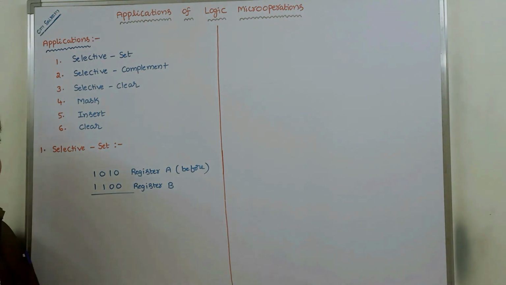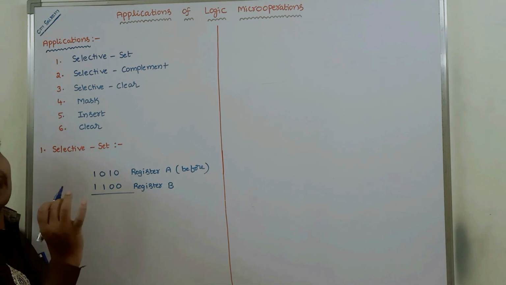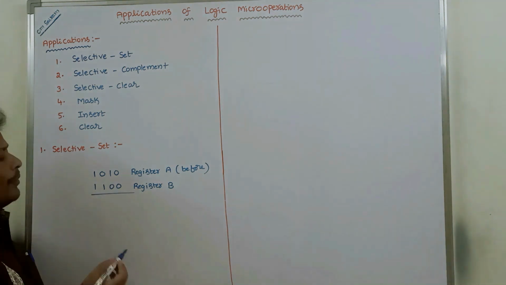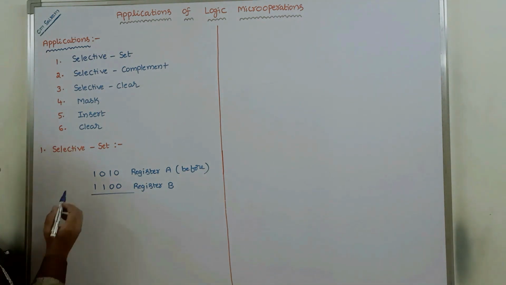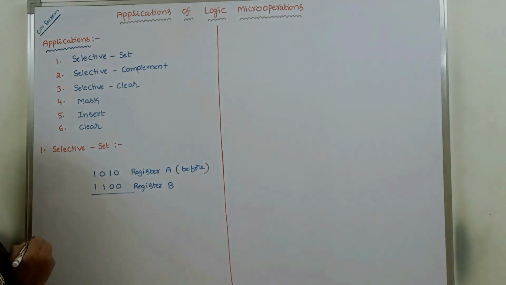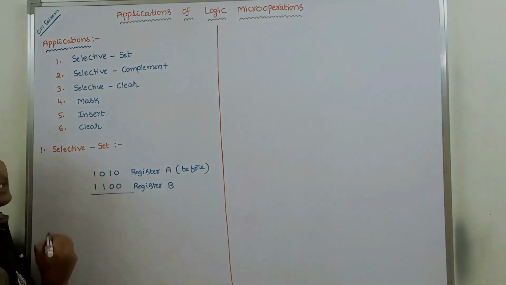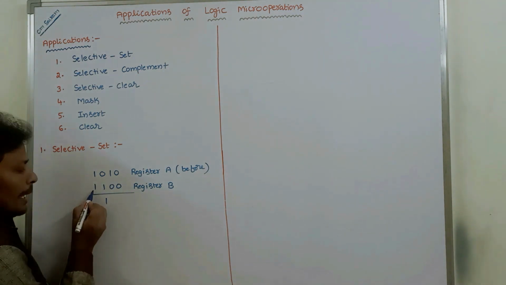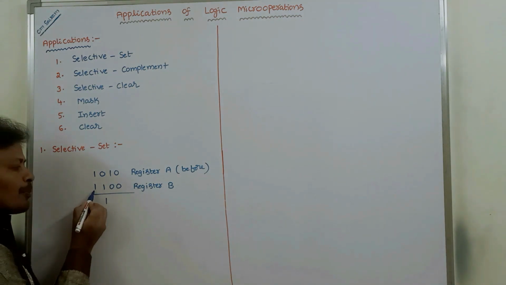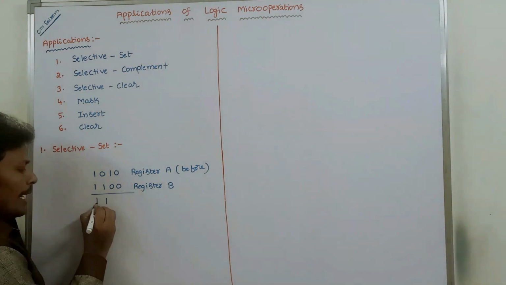To perform the selective set operation, identify the bit 1 in register B only. Here in register B, there is a 1 here and a 1 here. The corresponding bits in register A can be set to 1. Here 1 is there, and the corresponding bit in register A is 0. That can be set as 1. Here 1 is there, and the corresponding bit in register A is also 1. So there is no change at all.